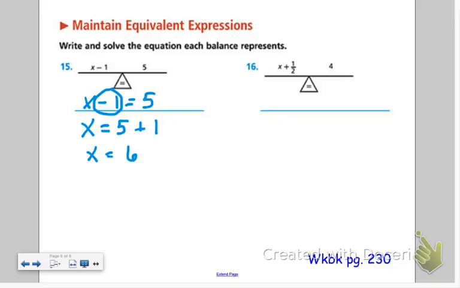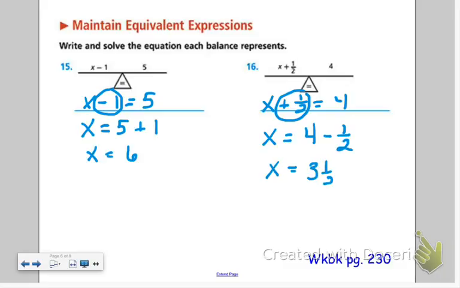Over here, I just happen to have a fraction in it. X plus 1/2 is equal to 4. If I want to get x by itself, I have to get rid of this 1/2. The inverse of adding 1/2 is subtracting 1/2. So in order to figure out what x is, I have to do 4 minus 1/2. And 4 minus 1/2 is going to give me 3.5. X is equal to 3.5.